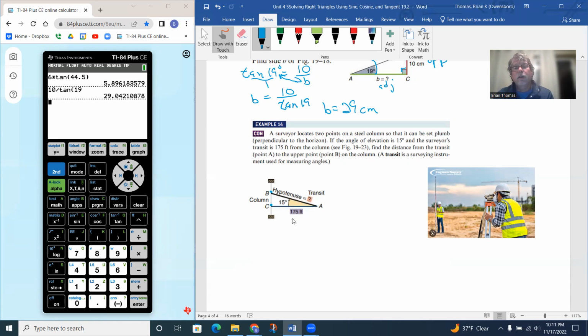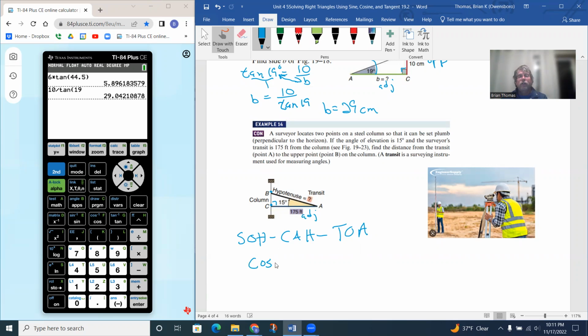So notice that if we use SOHCAHTOA, let's see which trig function actually fits the information given. So we do have a given angle, the 15 degrees. The 175 would be adjacent to it. Here's the right angle over here. So that means we're looking for the hypotenuse. That's going to be the unknown. And they even say what's the hypotenuse. So if we have adjacent and hypotenuse, this is going to be the cosine function.